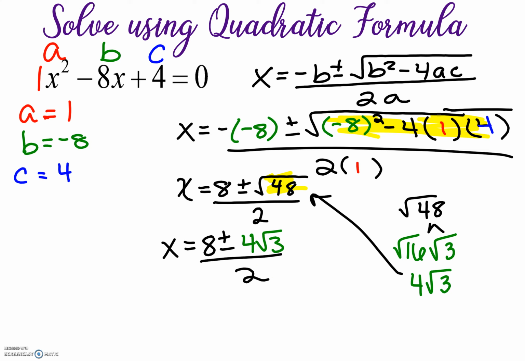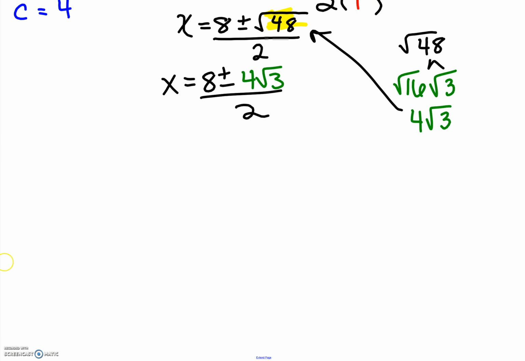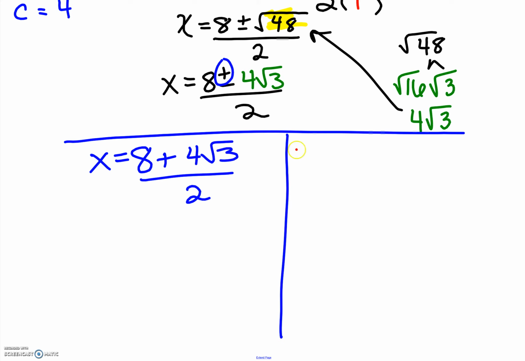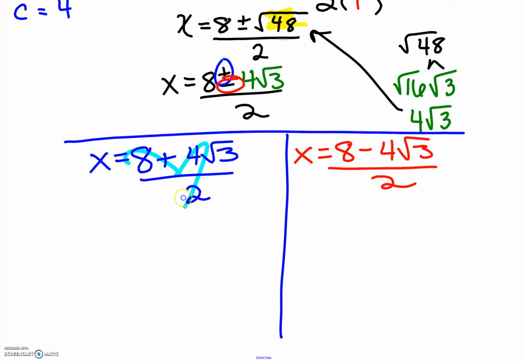From here, we want to solve the quadratic and tee it off. So we're going to tee it off. On the left, we have x equals 8 plus 4 radical 3 all over 2. On the right, we have x equals 8 minus 4 radical 3 all over 2. From here, we're going to simplify. And again, we could only simplify the numbers that I'm highlighting in blue.